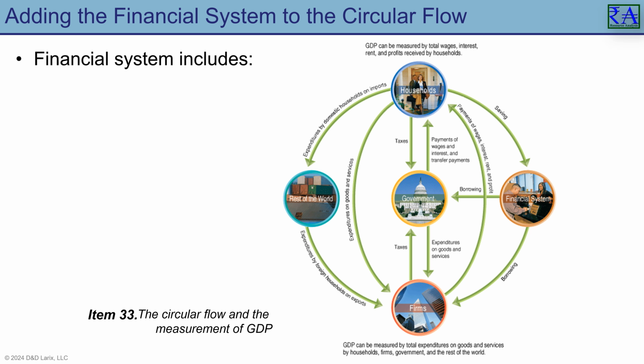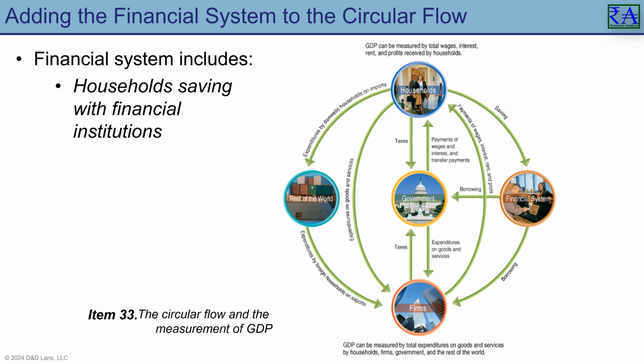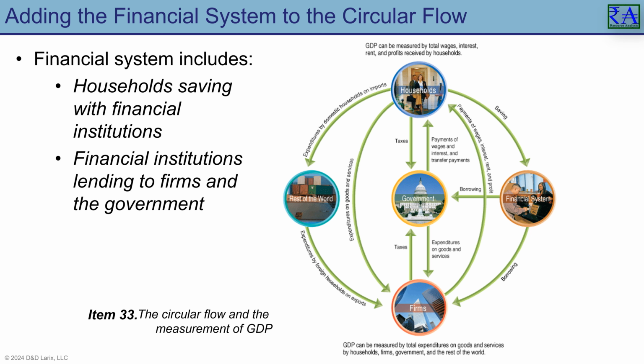The financial system connects all circular flow model components for managing money flows. Households save with financial institutions, which lend to firms and to the government. This interaction is crucial for maintaining economic stability and supporting growth.